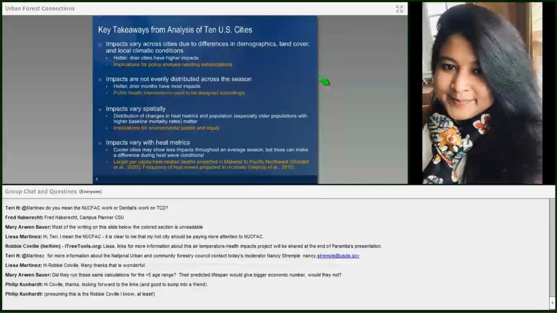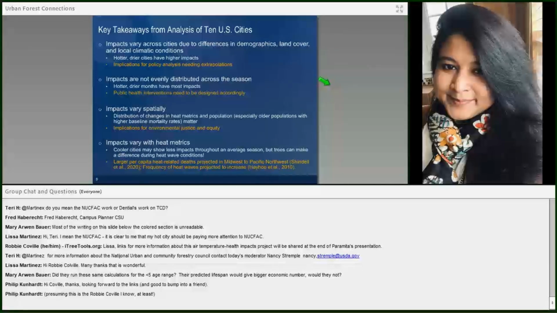And then impacts vary spatially for all the cities, and it's not just the distribution of the temperature changes, it's also where the population is, and this has tremendous implications for EJ and equity. And then the other thing, of course, is that cooler cities may show less impact during an average summer season, but if you're looking at heat wave conditions or extremely hot days, it could make a huge difference. And that, again, has a lot of policy relevance going into the future under climate scenarios.